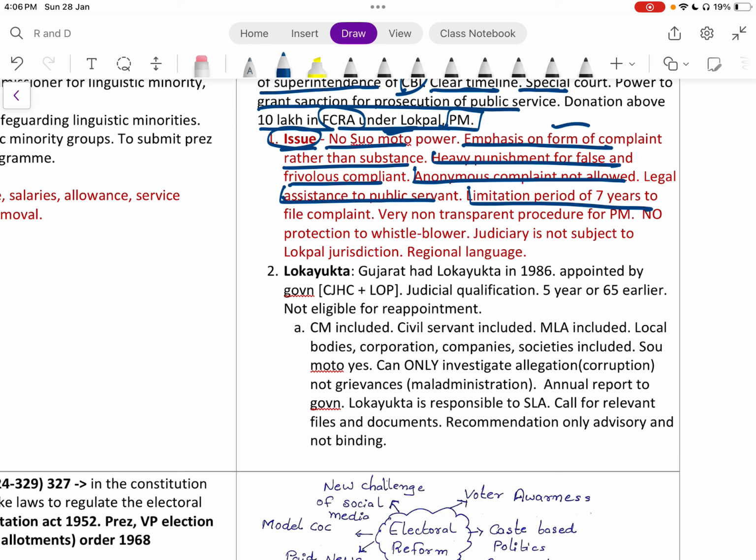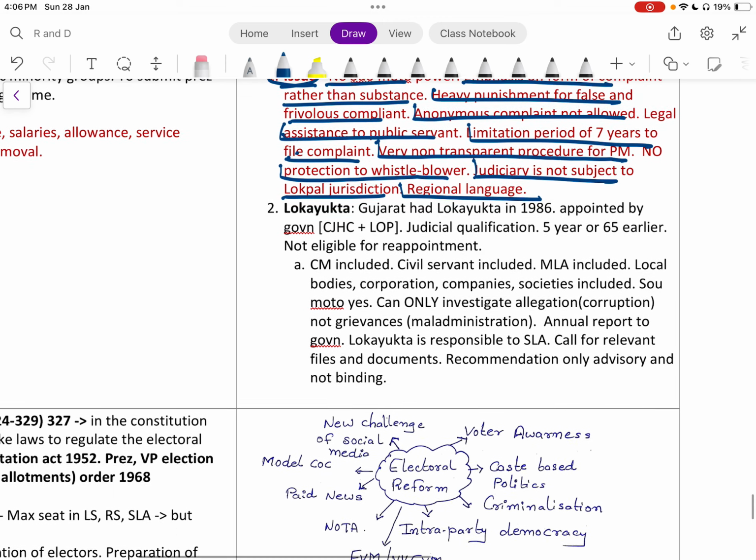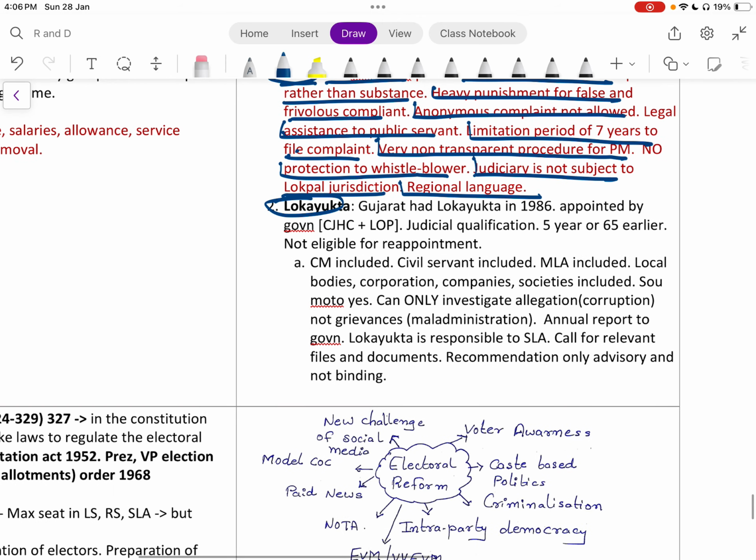Limitation period of 7 years to file a complaint. Very non-transparent procedure for the PM. No protection to whistleblowers. Judiciary is not subject to Lokpal jurisdiction. And there is an issue with regional languages. Lokayukta: Gujarat has had a Lokayukta from 1986, appointed by the governor.